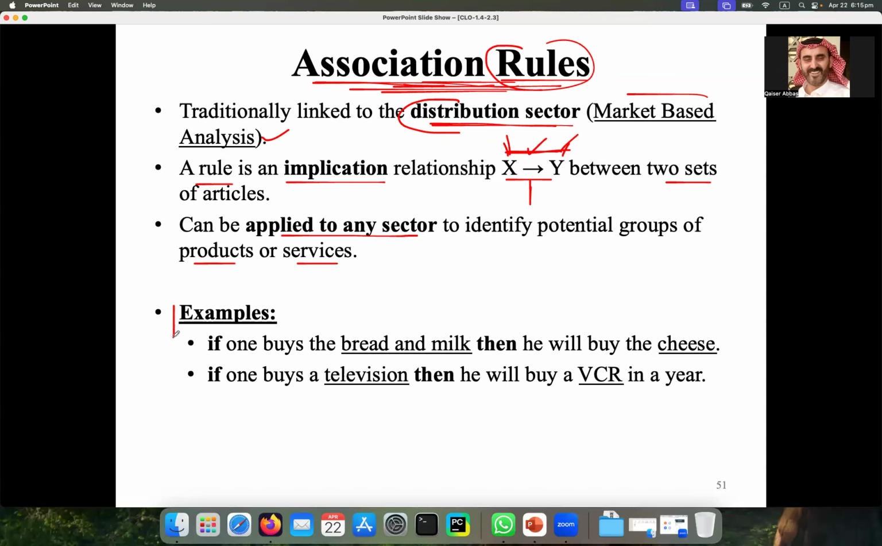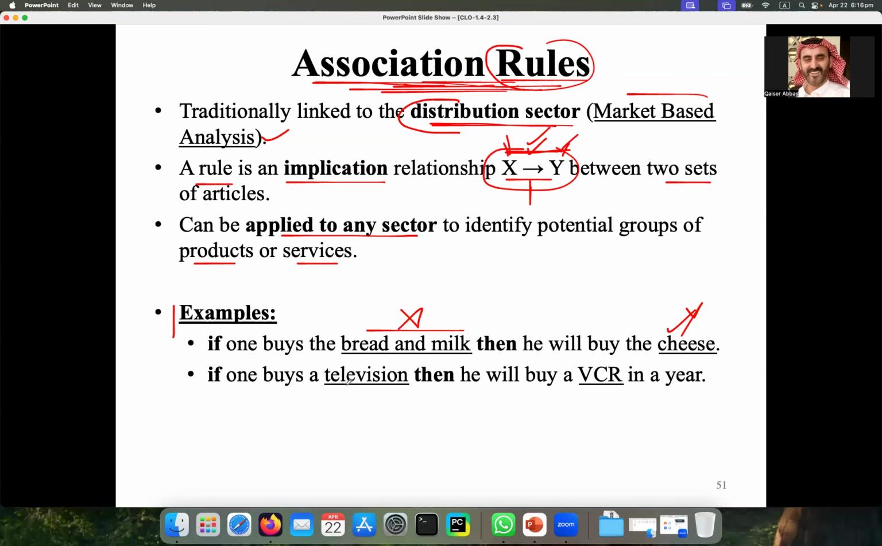Anyhow, these are some examples to understand these association rules. What is this saying? If X, then Y. This is the rule written in equation form. Now if I write this rule in general theoretical form, for example, if one buys bread and milk, two products, then he will buy the cheese. So this is X and this is Y. And this is an example of an association rule.